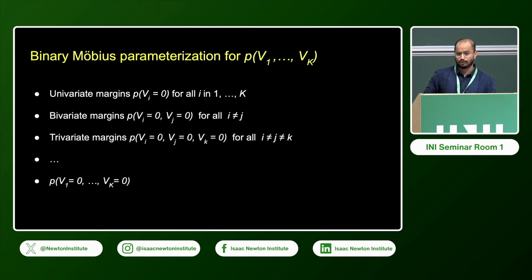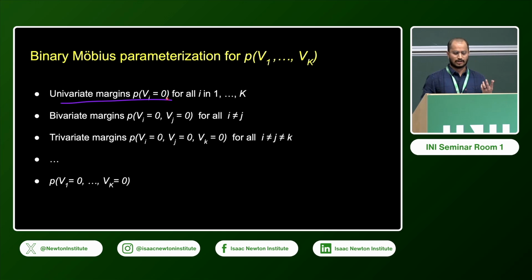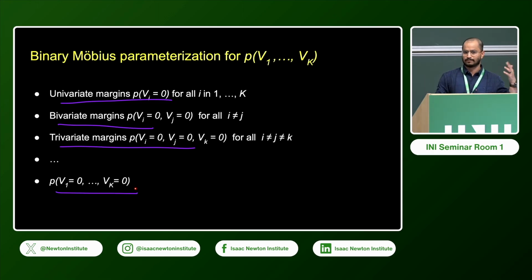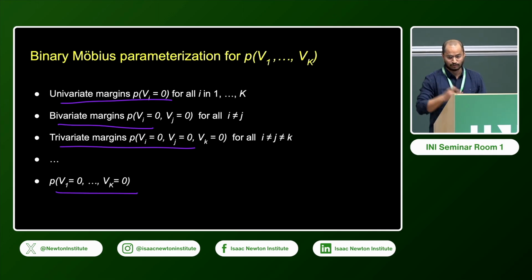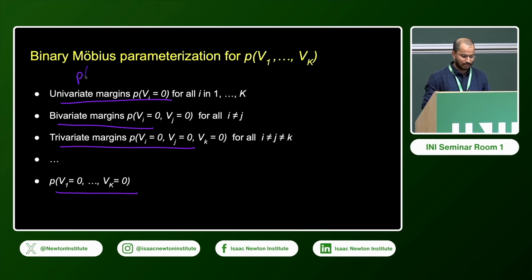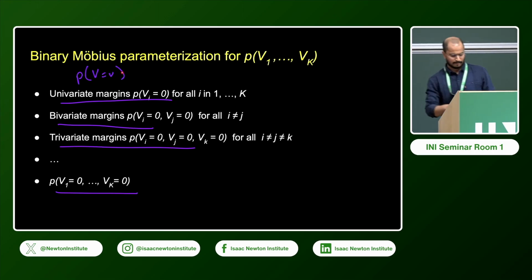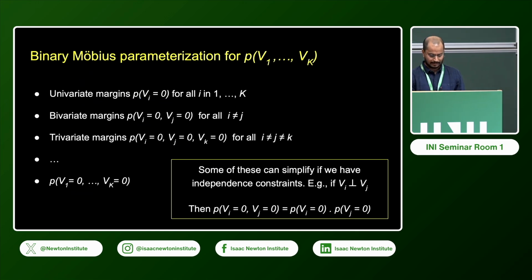Okay, so how do you do this in general for k variables? You would specify univariate margins, so all variables being just equal to 0. You would specify bivariate margins, so all pairs equal to 0. You would specify trivariate margins and so on until you get to the k-variable margin, so all of them being equal to 0. And then the general rule is given by what's known as Mobius inversion. If I had a query of what is p of V being equal to some value little v, that's given by the Mobius inversion lemma.